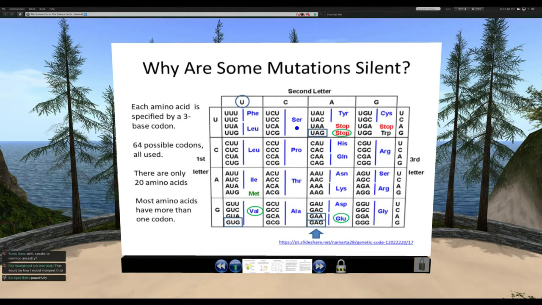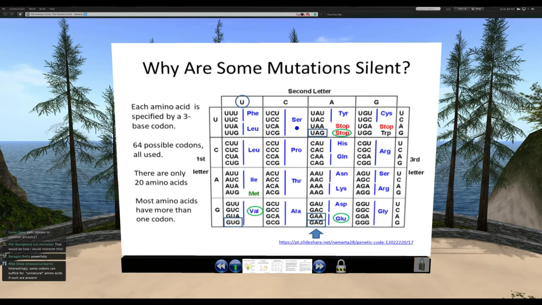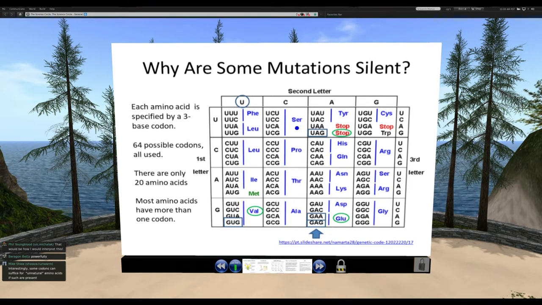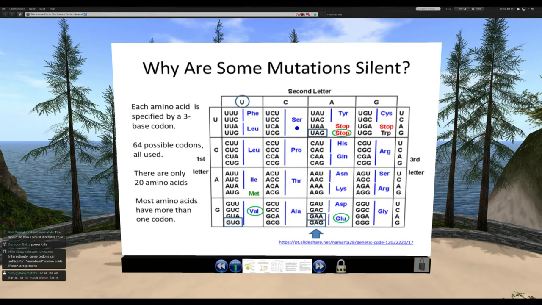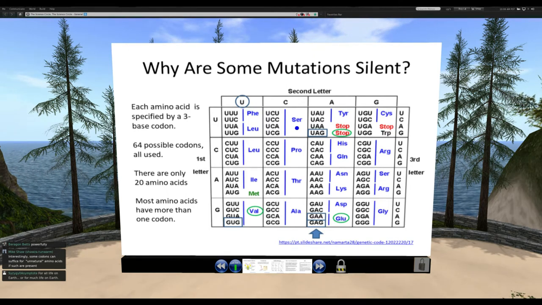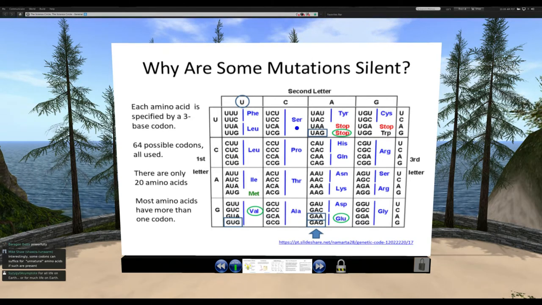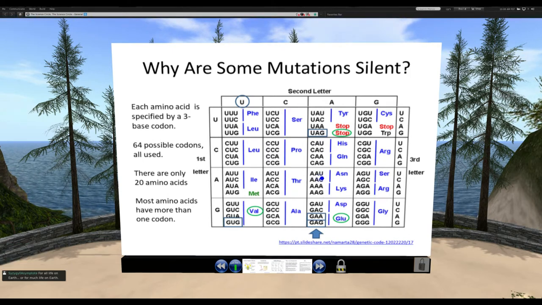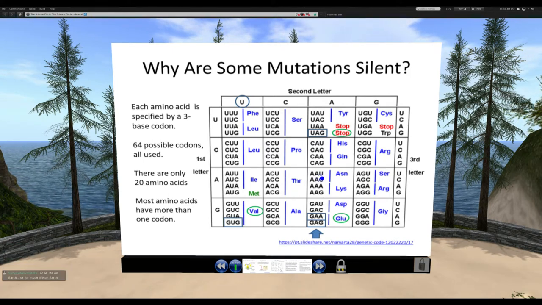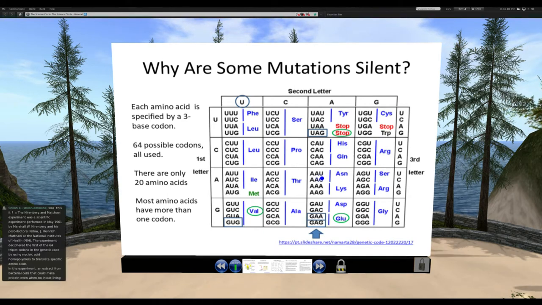So if you change this third base in the codon, you may not change the amino acid, especially if you change it for the same kind of base. Notice that these two half blocks always occupy either the upper or the lower part of the coding block. These two both end in purines, adenine or guanine. These two both end in pyrimidines, which are uracil or cytosine. Uracil because this is the RNA version of the code.